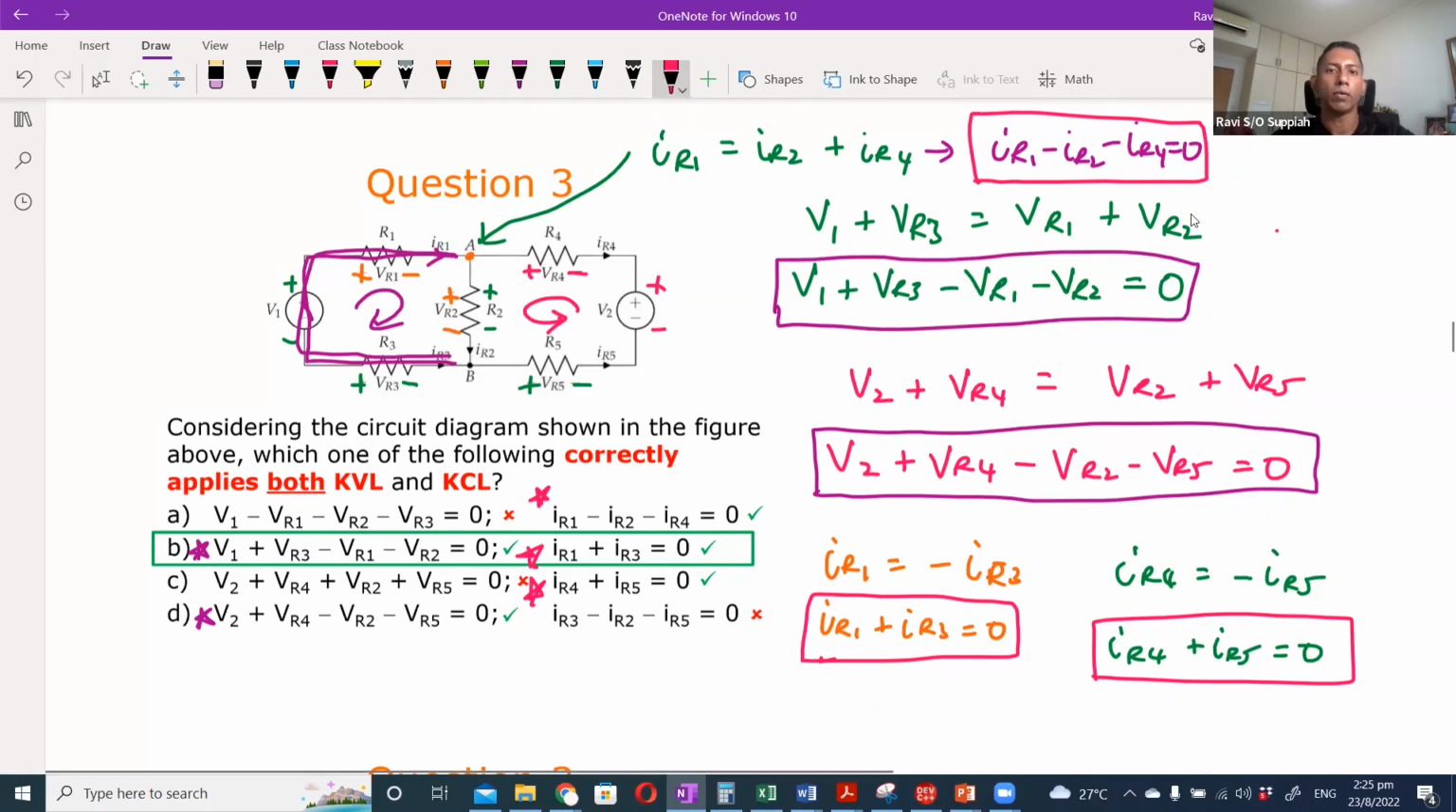The same principle applies for IR4 and IR5. Whatever flows through R4 has to be the same current that flows through R5 because they are in the same series branch. There is no point where IR4 suddenly splits somewhere else before reaching R5. As long as it is the same current flowing through the components, then we say they are series. So series means it's the same current. I hope that is okay now.